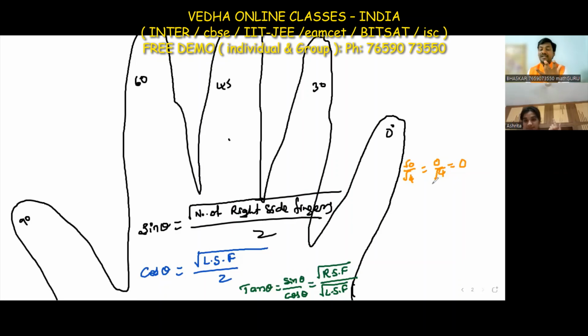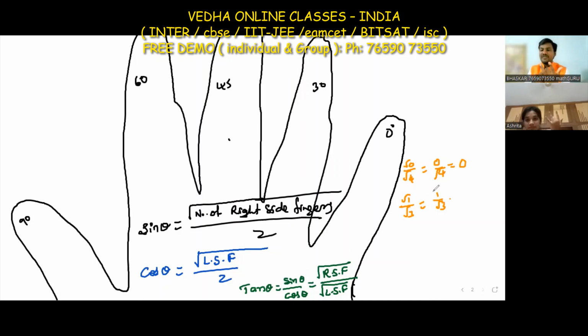Now close 30 degrees. Right side, how many are there? 1. Left side, how many are there? 3. Root 1 by root 3. Root 1 is 1, so 1 by root 3.